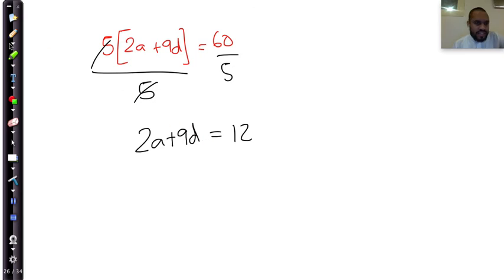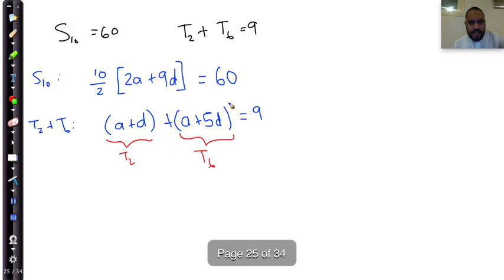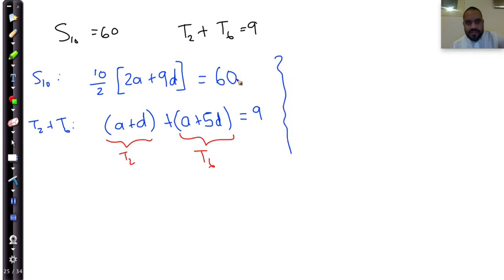Now, I want you to see something over here. Do you see that you have 2A? And in the other one, this thing over here simplifies into 2A plus 9D. So I'm just going to put the simplified version of this top one on the side. 2A plus 9D is equal to 12.